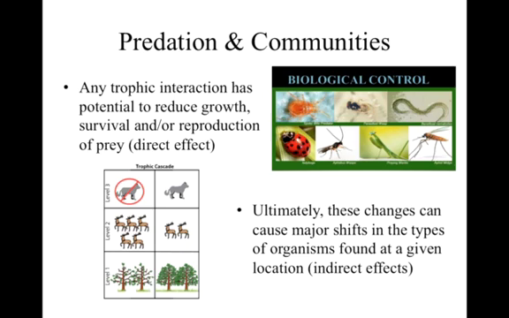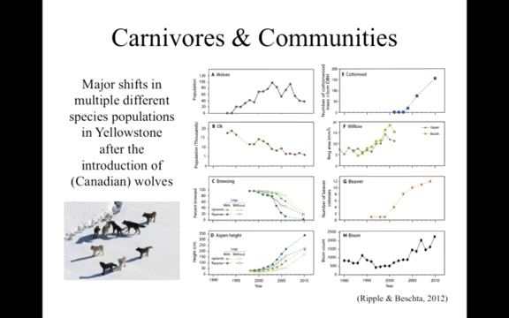However, frequently when you change the prey that the predator was eating, that actually causes secondary indirect effects in all the other organisms that prey item interacted with. So I think a classic example of indirect effects is the introduction of wolves into Yellowstone. We put some Canadian wolves in Yellowstone, and wolves eat elk. So the direct effect was to cause a crash in the elk population.